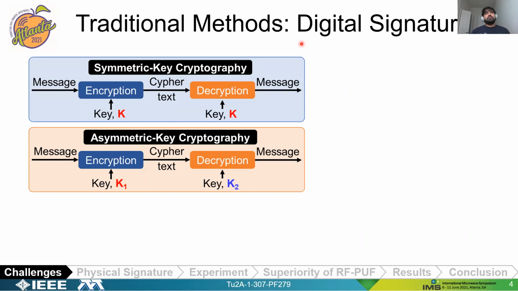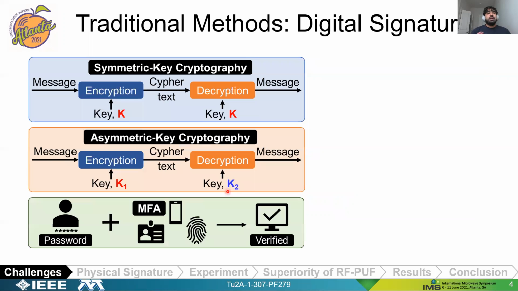So the traditional methods for IoT device authentication are digital signature-based methods. We have several methods. For example, symmetric key and asymmetric key cryptography, where a secret key is used for encryption and decryption. The only difference between these two is that symmetric key uses the same key, whereas asymmetric key uses different keys for encryption and decryption. Another method is multi-factor authentication, where the user uses a unique password. Along with that, another factor is used, that is a biometric fingerprint or a secure app or some other method like a secure device. So these two or multiple factors are used for authentication. That's why it's called MFA or multi-factor authentication.